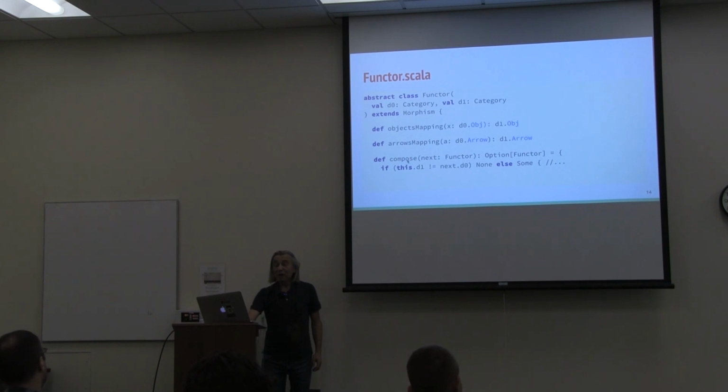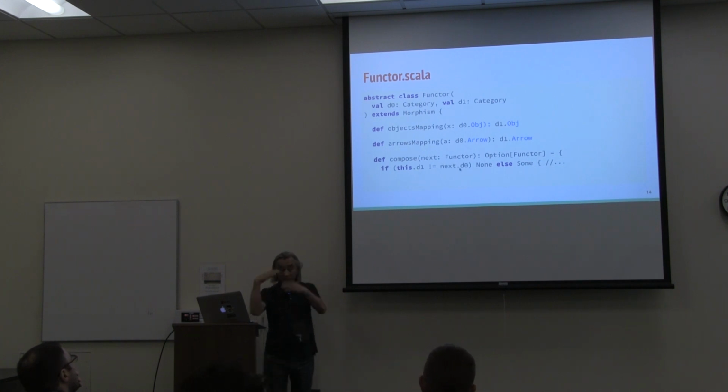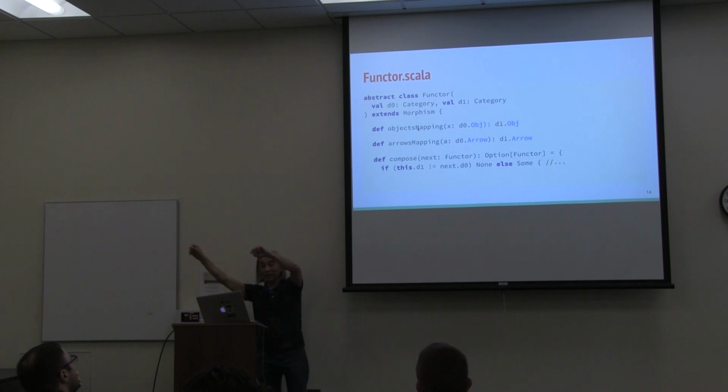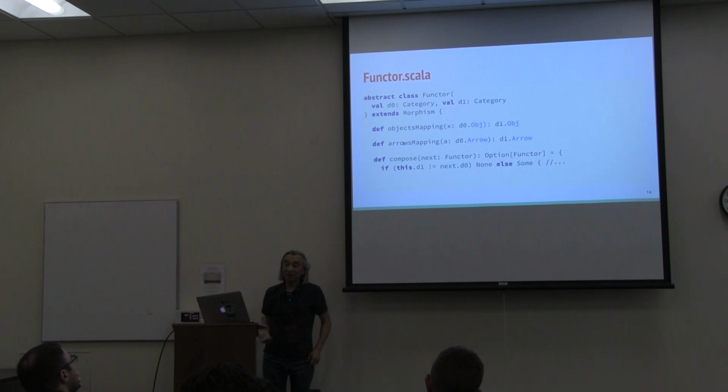And composition, yes, we can define compose for functors because we know how functors compose. If the domain and codomain don't match, we have none. Otherwise, we just compose these two functions. This object goes to that object, and that object goes to that object. The same with arrows. No trick. We compose them as if they're just plain functions. So that's a functor.